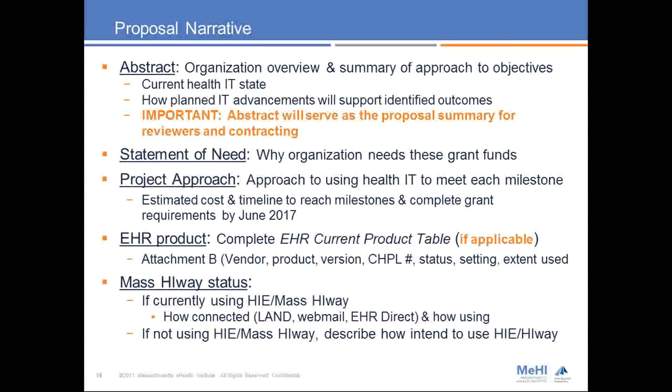Applicants must also describe their health information exchange status. They should state whether they are currently using an HIE or the Mass HIway, how they are connected, such as LAND, webmail, or EHR Direct, and how they are using it. If they are not using the Mass HIway or another HIE, applicants should describe how their organization intends to use the HIway as they progress through the milestones.